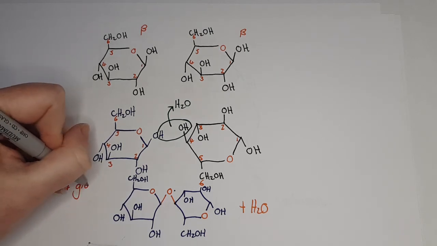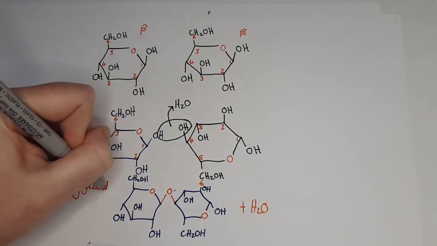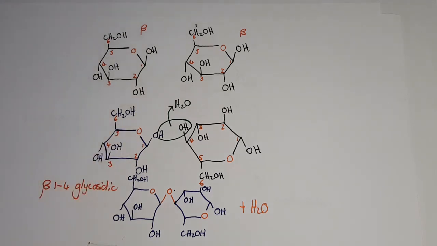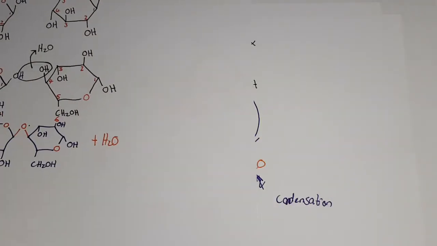And where this one is now facing upwards because I used beta molecules, I call this a beta 1,4 glycosidic bond. The other one was alpha 1,4 and now this one is beta 1,4, but it's still got the same number.